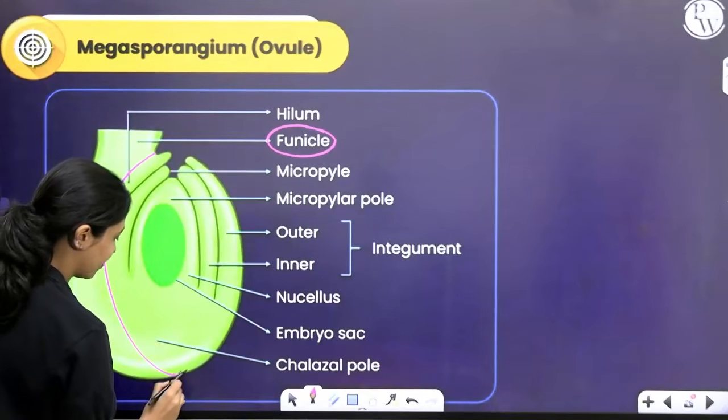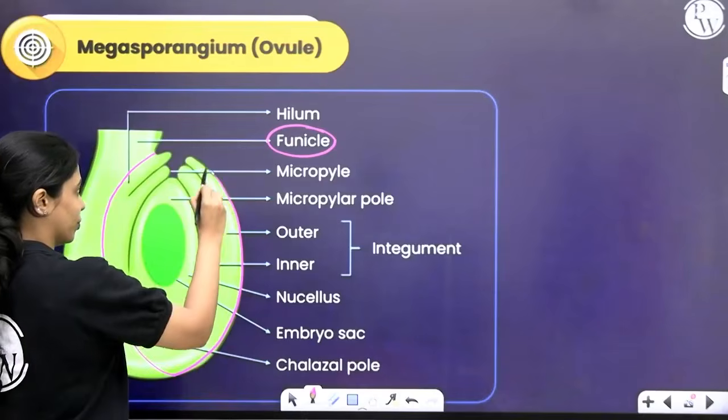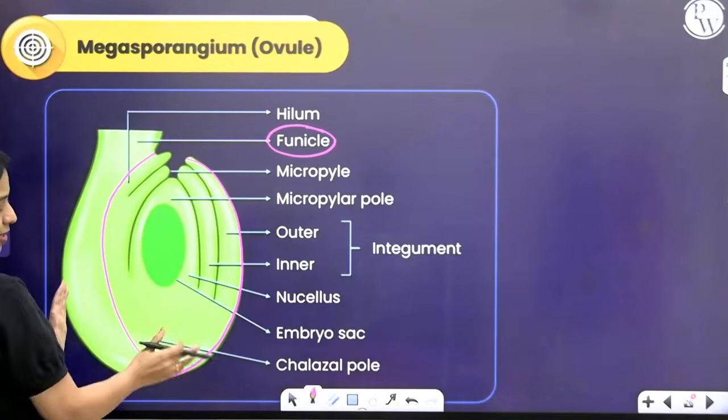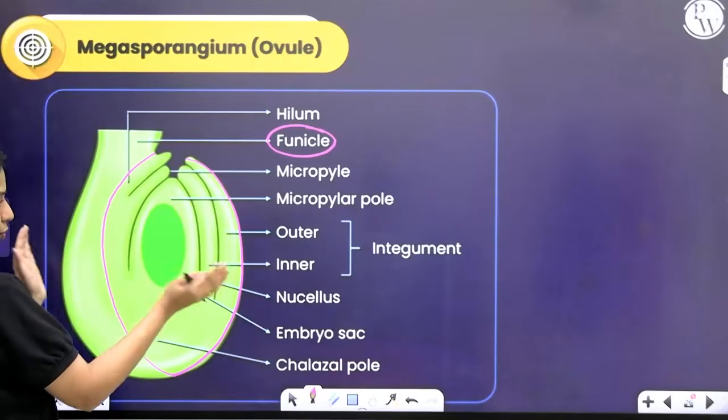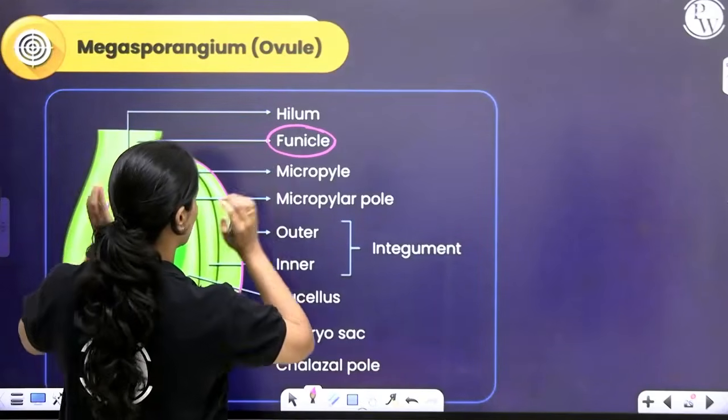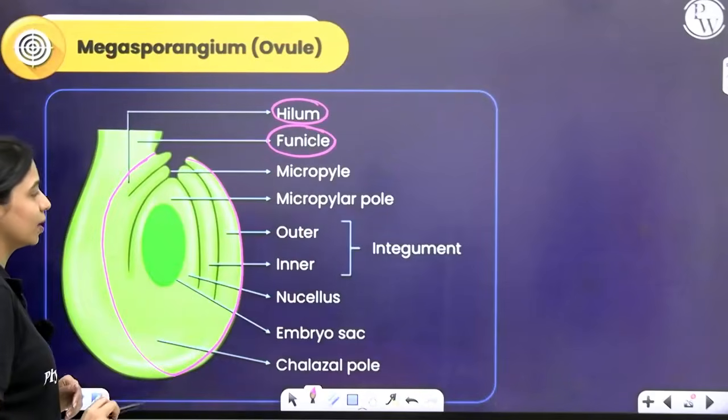This whole thing that I've outlined here is the body of the ovule. The stalk attaches to the body. It's joined or fused with the body at one point. That point at which the stalk fuses with the body is called the hilum.